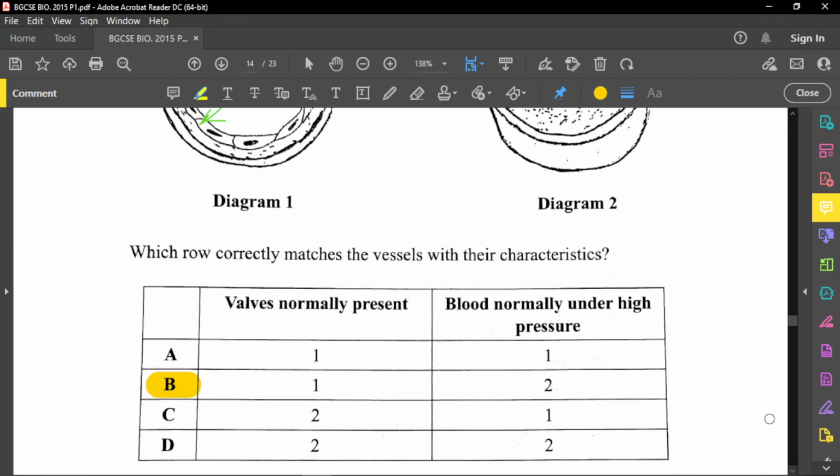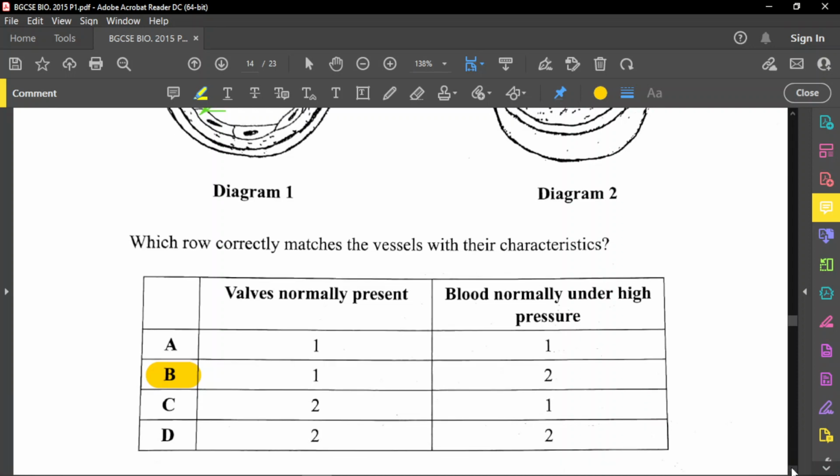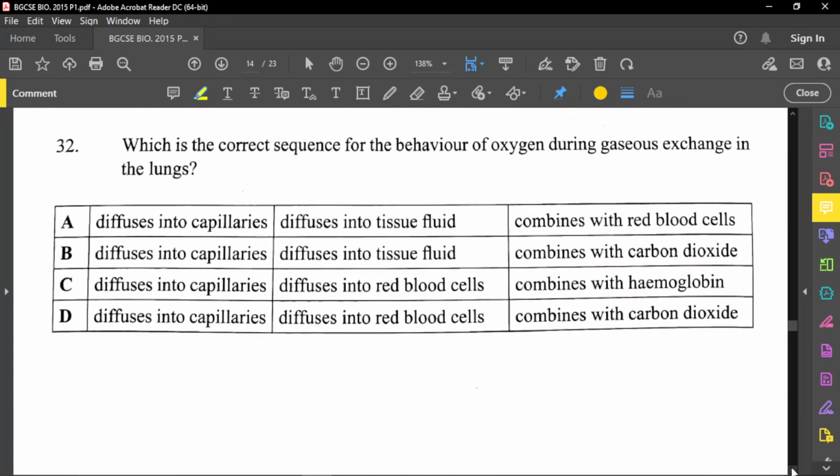All right, let's jump to the next question real quick. Question 32 asks which is the correct sequence for the behavior of oxygen during gaseous exchange in the lungs. All options have it diffusing into the capillaries. Once it goes into the capillaries, what happens next? It will diffuse into the red blood cells, so either D or C. And it says combines with hemoglobin, so C is your answer. Oxygen will go into the capillaries and combine with hemoglobin.